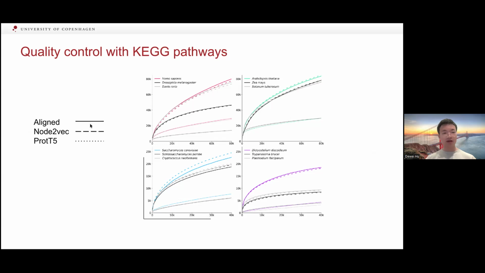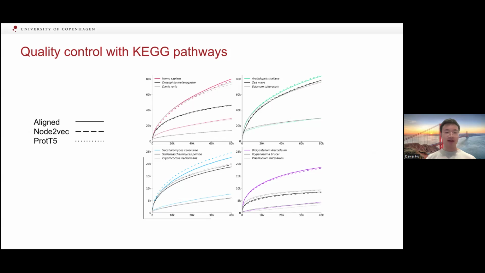And let's check the aligned embeddings and the node2vec embeddings. In most species, they just perform very closely. But in yeast, it dropped a little bit. And after we checked the whole STRING database, we found that in most of the fungus species, the aligned embeddings dropped a little bit after we do the alignment. But we never know what's happening during these alignments.